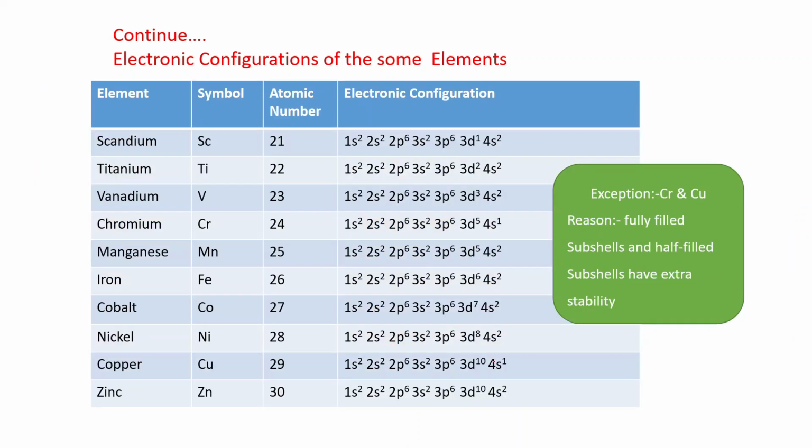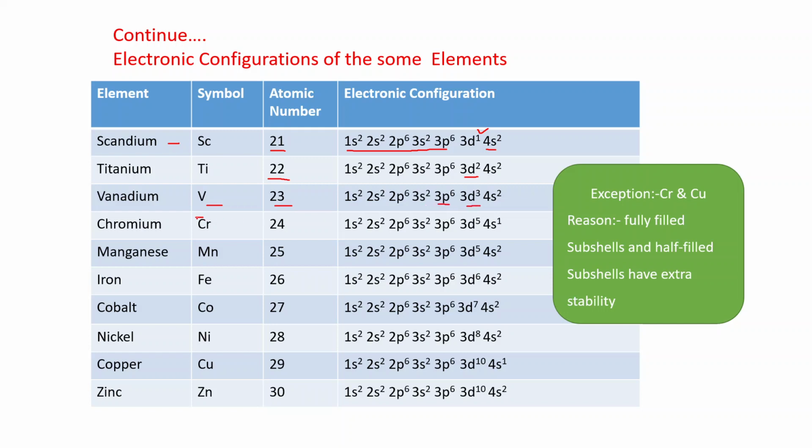Now the next electron will go into the 3d. That's why scandium, atomic number 21, is 1s2, 2s2, 2p6, 3s2, 3p6, then the next electron will go into the d subcell, 3d1, and 4s2. Titanium, 22, is 3d2. Vanadium, 23: 1s2, 2s2, 2p6, 3s2, 3p6, 3d3.